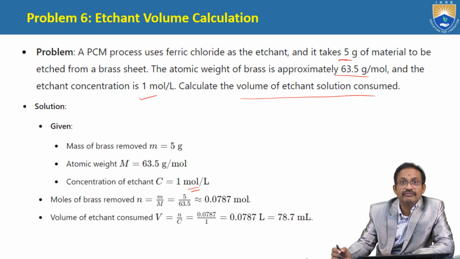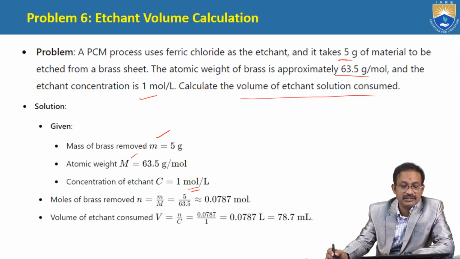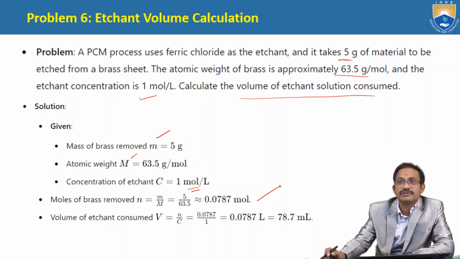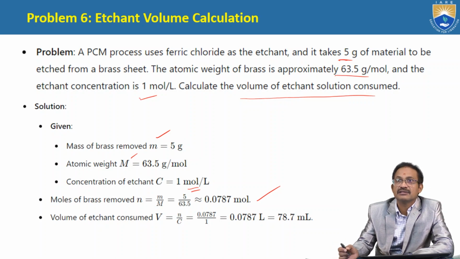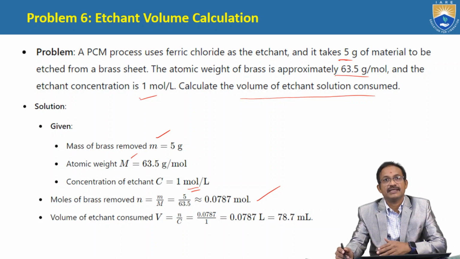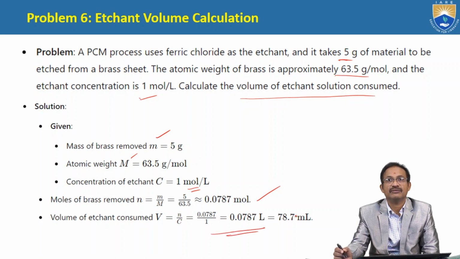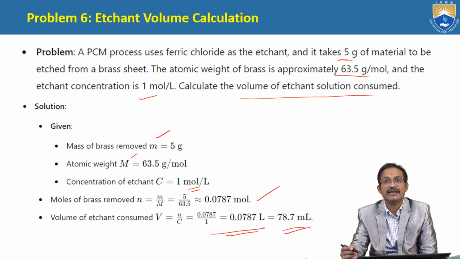Now, moles of brass removed, n equal to m by M, the mass of brass removed by the atomic weight, so that we get it in moles. Volume of etchant consumed, V equal to n by C. Why? Because n equal to V into C, so V equal to n by C. So finally we get this value. Convert into milliliters, so that is 78.7 milliliters.